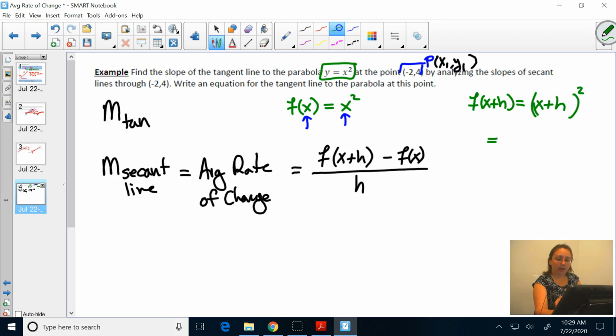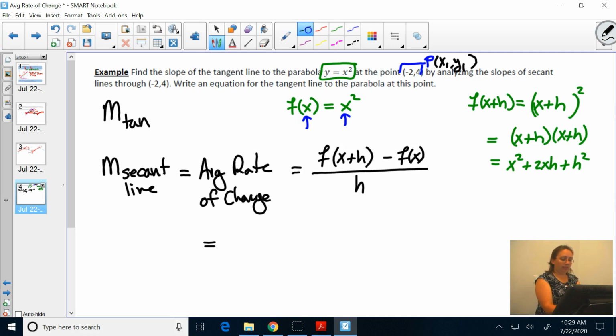So square that out. Remember, parentheses squared simply means parentheses times itself. So FOIL: x squared, plus, if you combine the two middle terms, you'll end up with x plus h and x plus h, so two of those, and then h squared at the end. So in our formula for the slope of the secant line, we're going to plug in what our information is using the function that we were assigned.